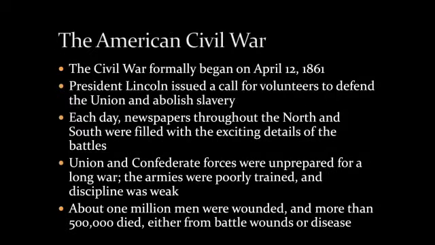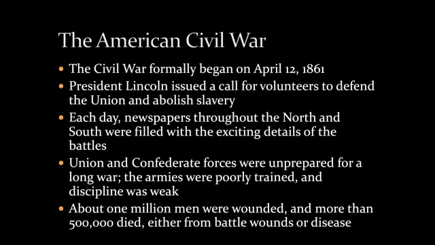A bit about the American Civil War. It formally began on April 12, 1861 in South Carolina, and then President Lincoln issued a call for volunteers to defend the Union and to later abolish slavery once he passed his Emancipation Proclamation. Each day newspapers throughout the North and South were filled with exciting details of battles, and Union and Confederate forces were unprepared for the long war. It was almost 4 years in the making.